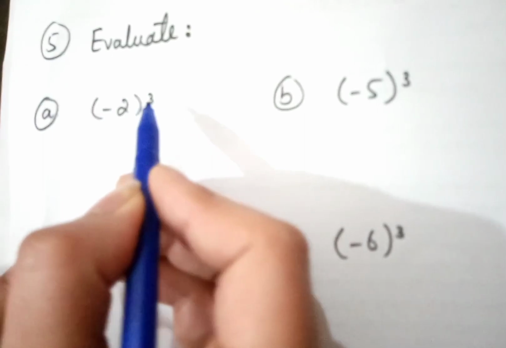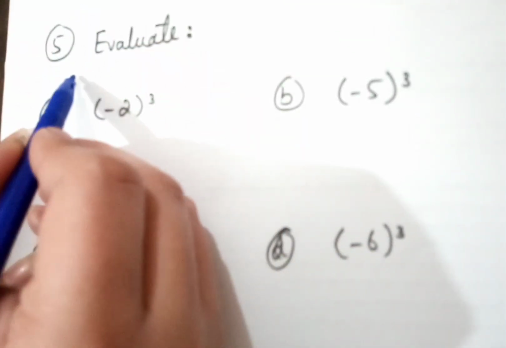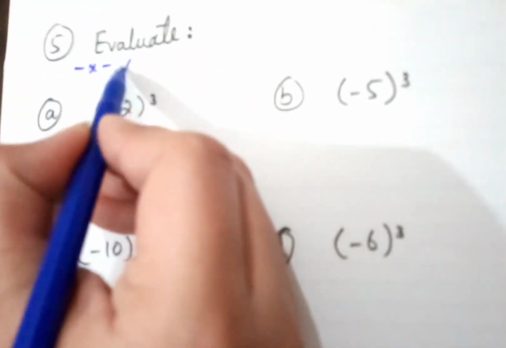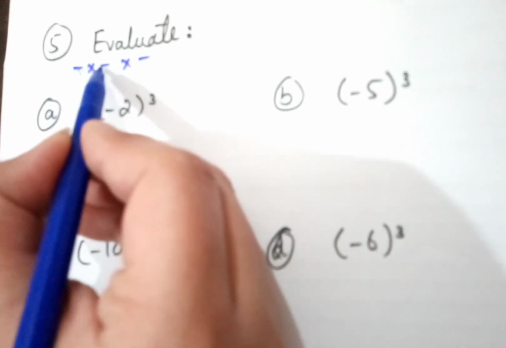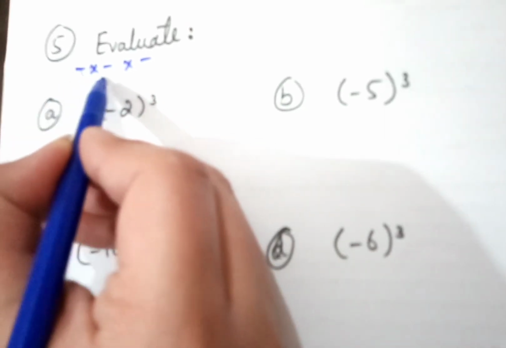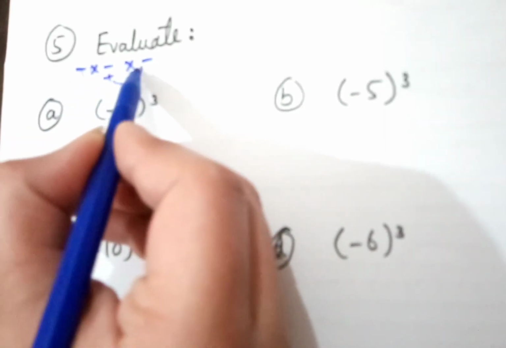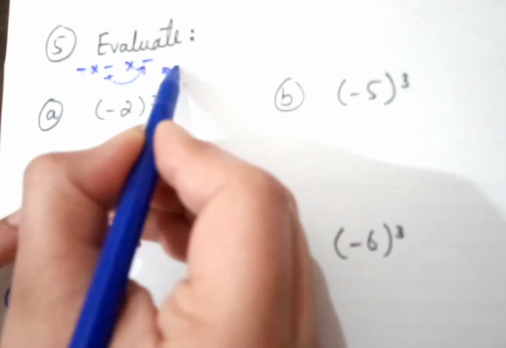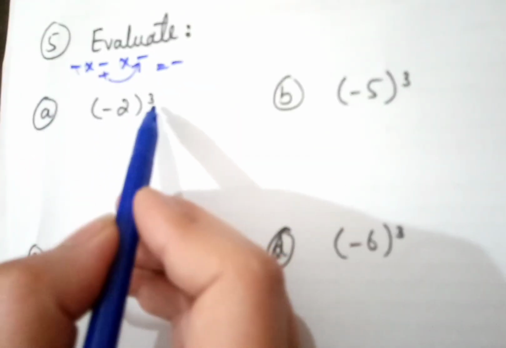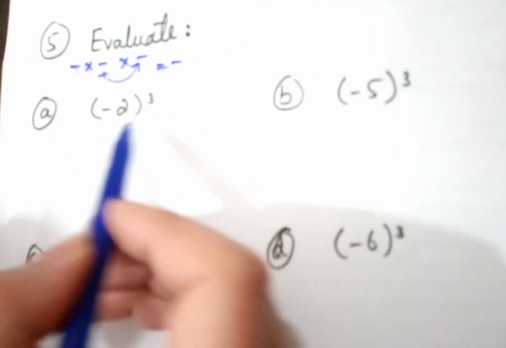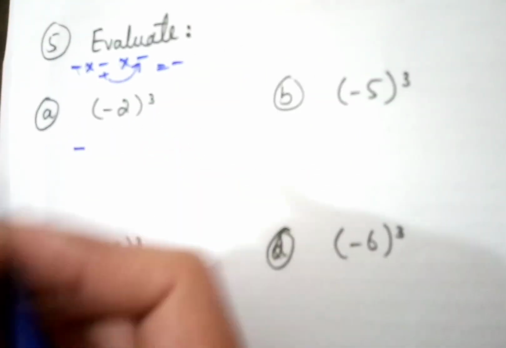minus will have power 3. That means minus is multiplied 3 times. Minus multiplied by minus multiplied by minus. So minus minus in multiplication become plus, and again this plus multiplied by this minus gives minus. So that's why whenever there is a negative odd power, the minus sign will remain the same.